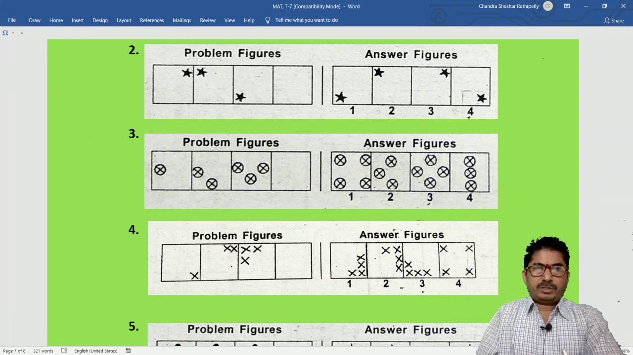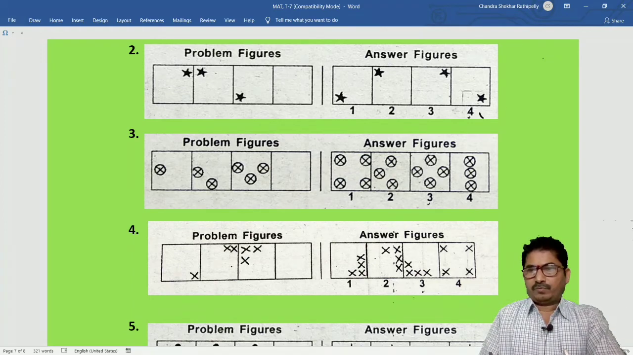Here we have a star. Here to here came. Next here came. Next to where it came. Here this side will come. That side only, fourth option.